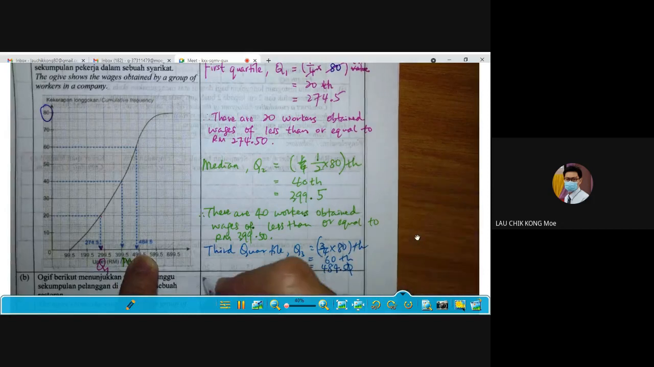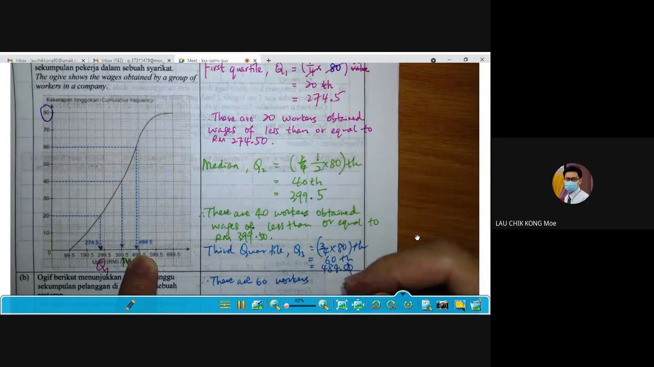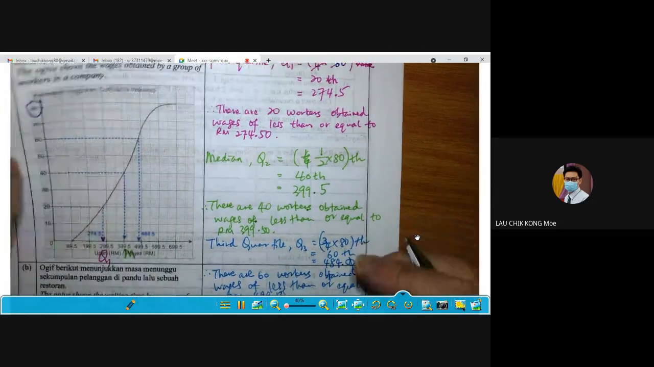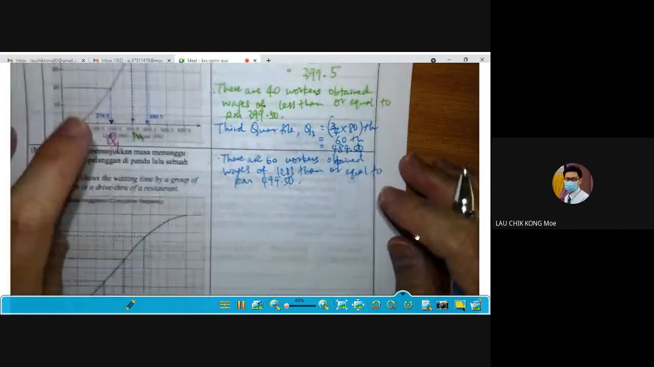Okay, so there are, what do you mean by that? There are 60 workers. Dia mesti less than. Obtain wages of less than or equal to RM484.5. RM484.5. This is your answer. Yeah.